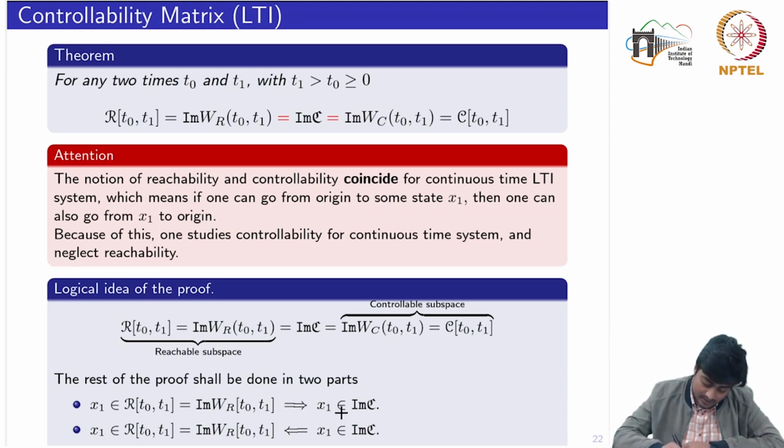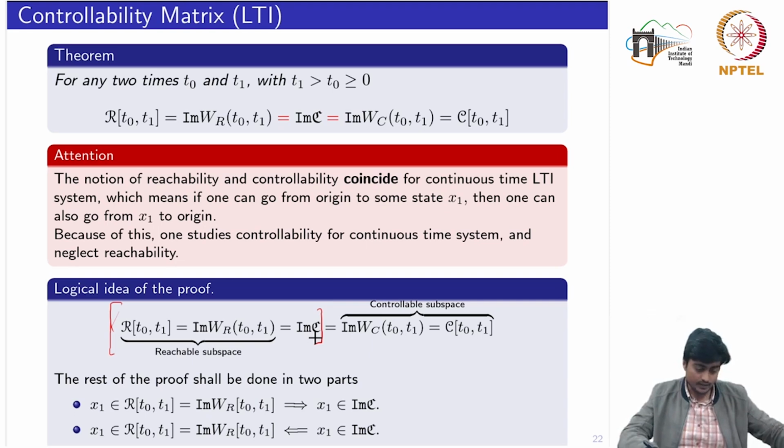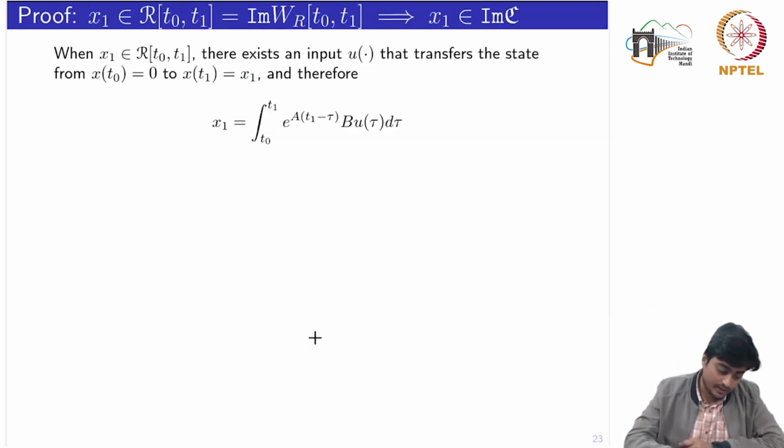Again, since it is an equivalence, we will close the path by having an implication in the other direction, that x1 belonging to this also implies that x1 belongs to the reachable subspace. So either of these equalities you can prove. We are going to show this part of the proof, because the other would then be automatically equal. So let's see the first part.